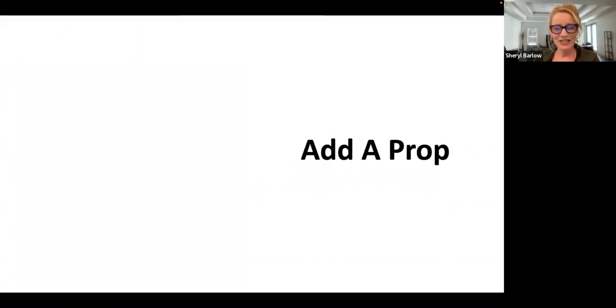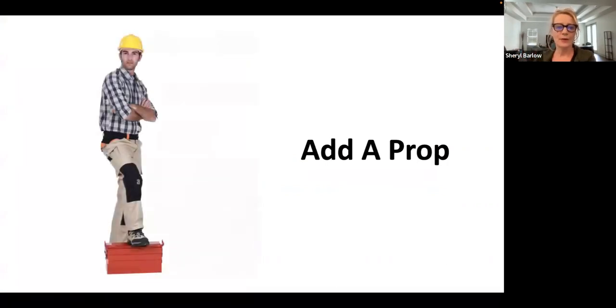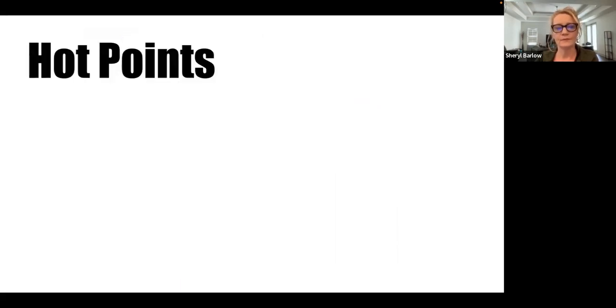And then the last one is add a prop. So if you're taking a picture of someone, have them grab something or hold something in their hand, or stand up on a toolbox. It just makes for a more interesting photo there. So there's your quick fire tips on how to take a little bit better photos. We all want to take better photos with our smartphone. And then you have subject matter for your Facebook page and your other social media environments.